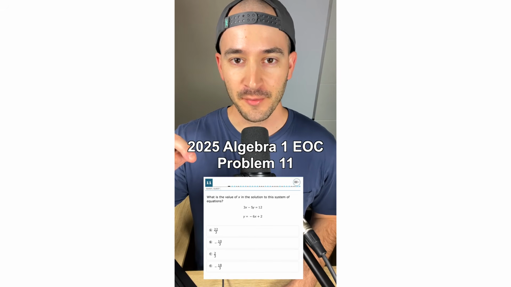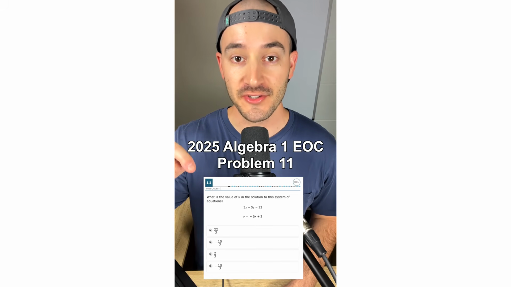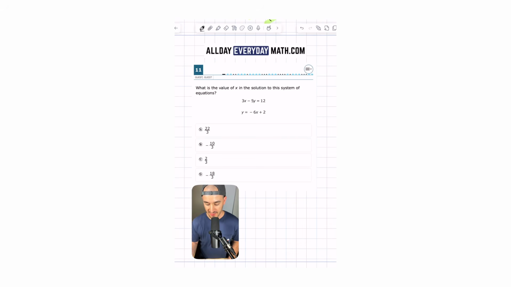This is number 11 from the 2025 Algebra 1 EOC. It says, what is the value of x in the solution to this system of equations? So we have 3x minus 5y equals 12 and y equals negative 6x plus 2.